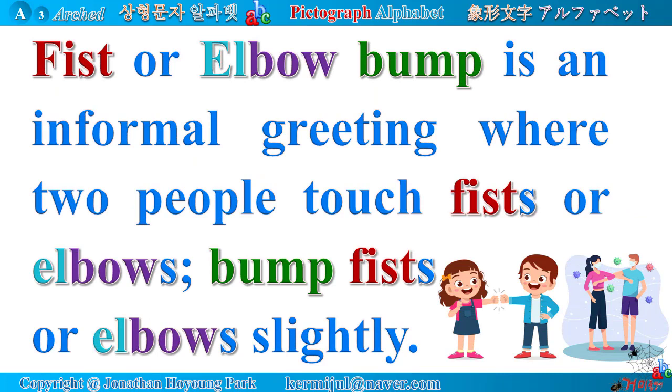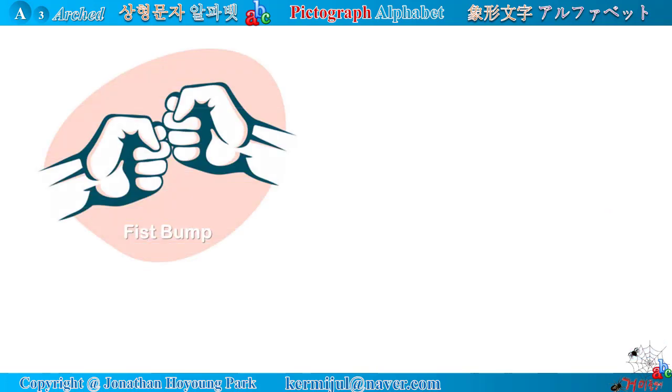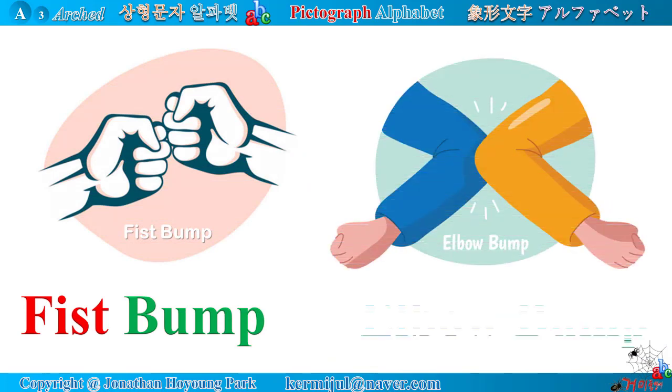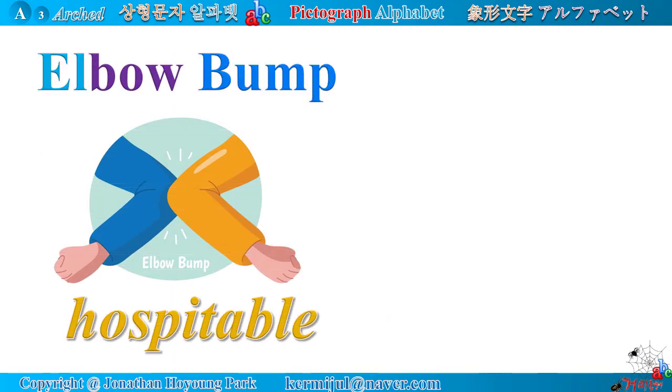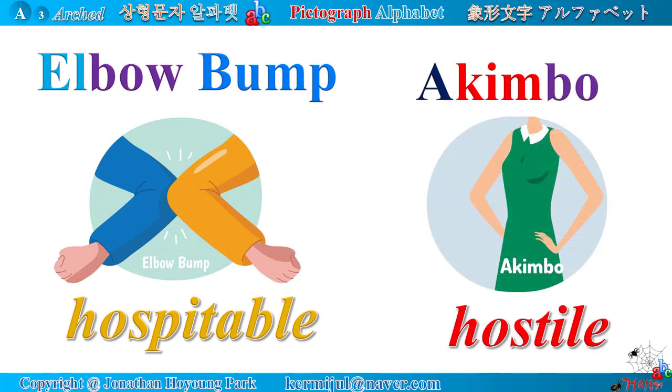Fist or elbow bump is an informal greeting where two people touch fists or elbows, bump fists or elbows slightly. Fist bump. Elbow bump. Elbow bump, hospitable. Akimbo, hostile.